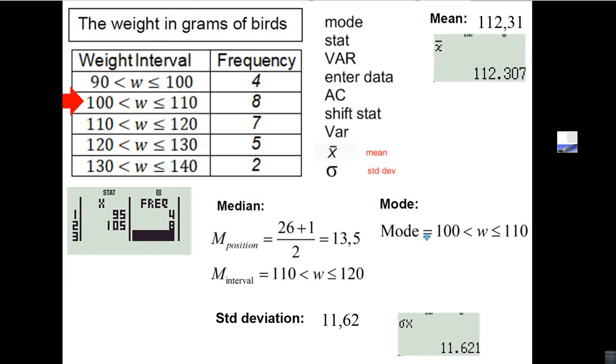And the mode is even easier. You just look and say, what's got the most? You end up with what we call a modal class. It's between 100 and 110. And that's the story of how to work with the median and mode of grouped data. There you go. And this is a frequency table here. You add it all up, and that's how many pieces of data you have. You've got 26. That's why n is 26. Okay, hope that helps.